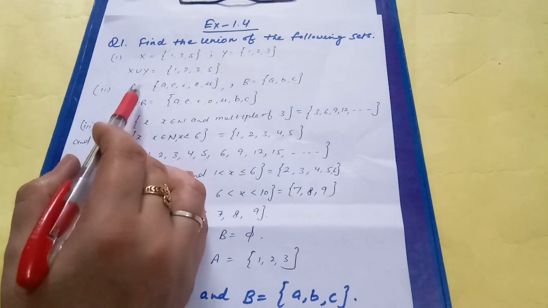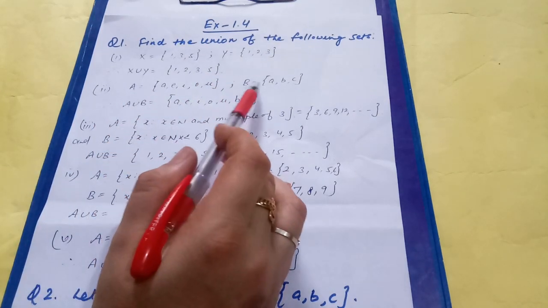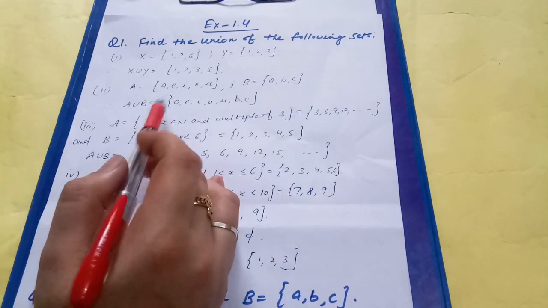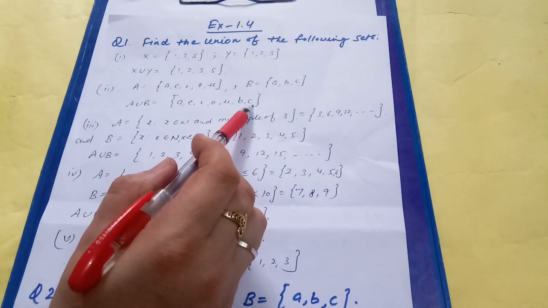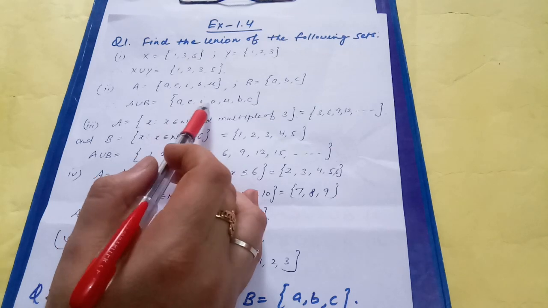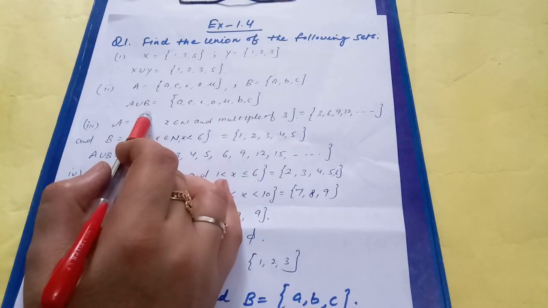In second part, A set equal to {A, E, I, O, U} and B set equal to {A, B, C}. So, A union B is equal to {A, E, I, O, U, B, C}. Here also A is common, so we have taken A only once. A, E, I, O, U, B, C are the elements of A union B.